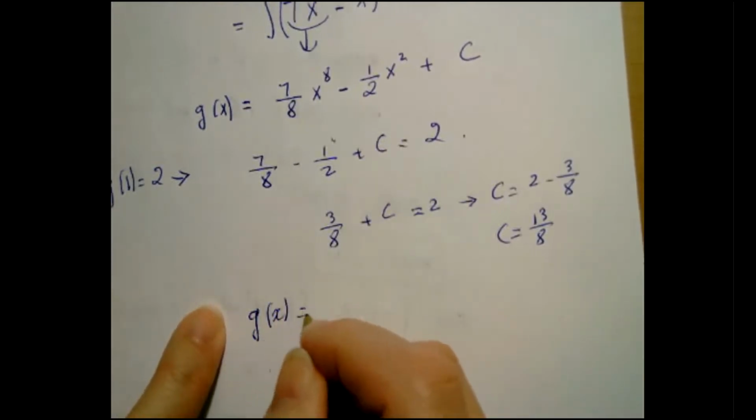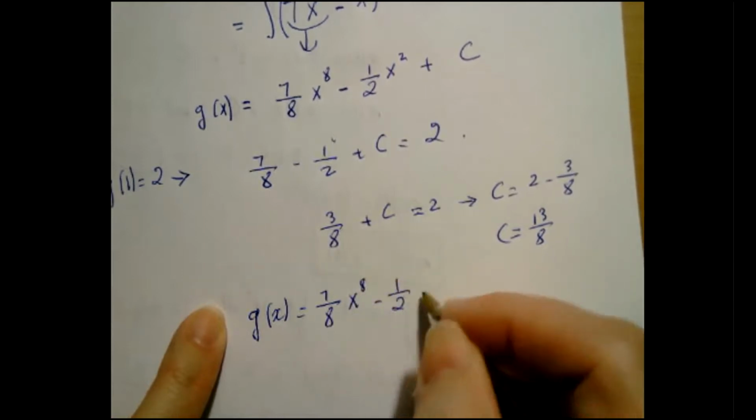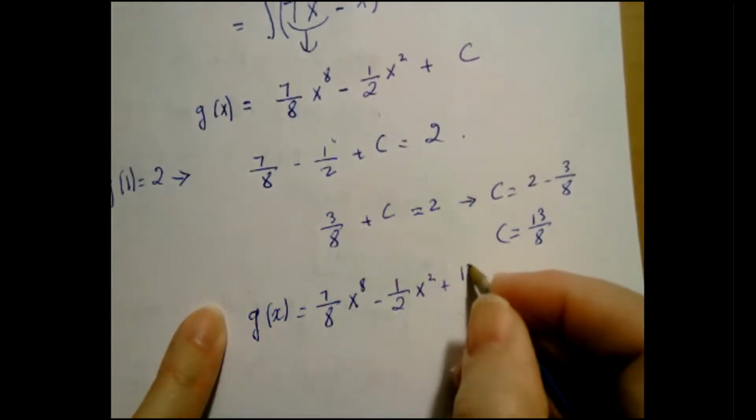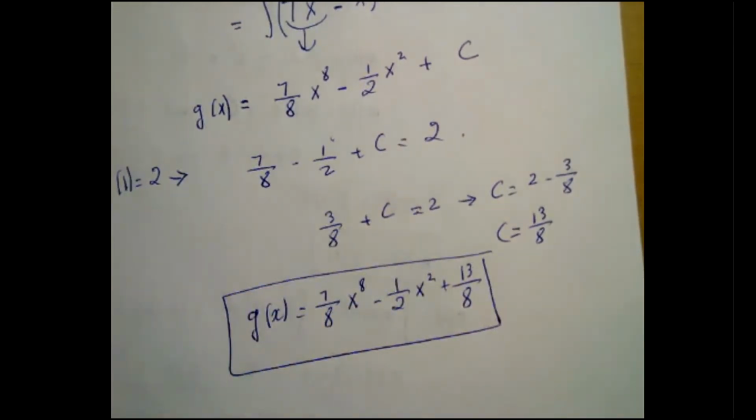And this would give me g of x equal minus a half x squared plus 13 over 8. End of the problem. All right.